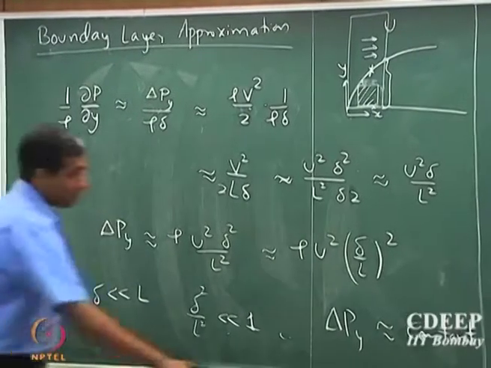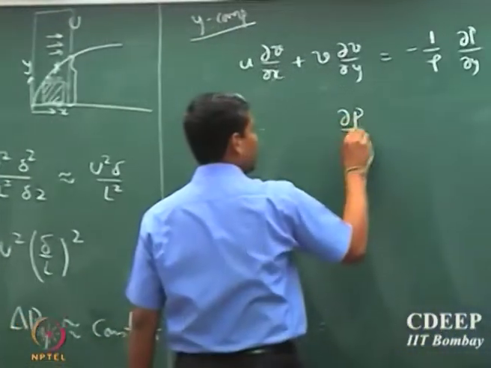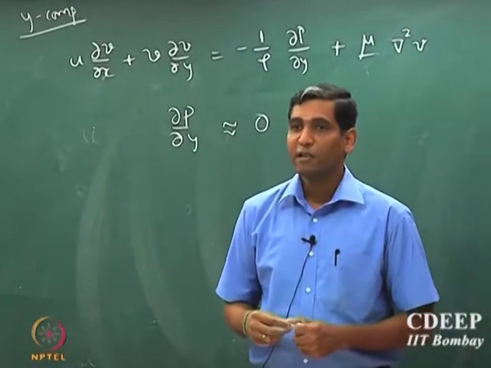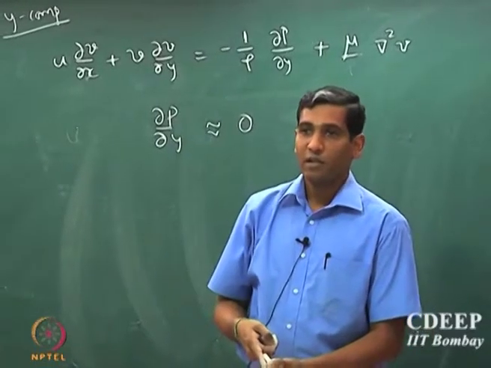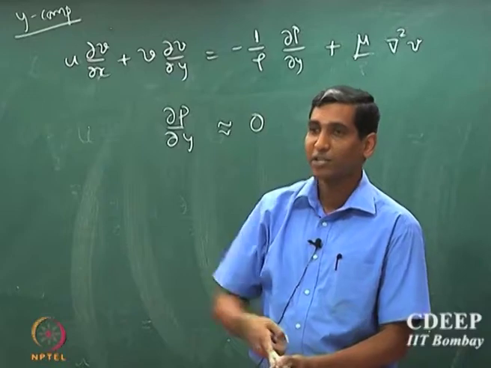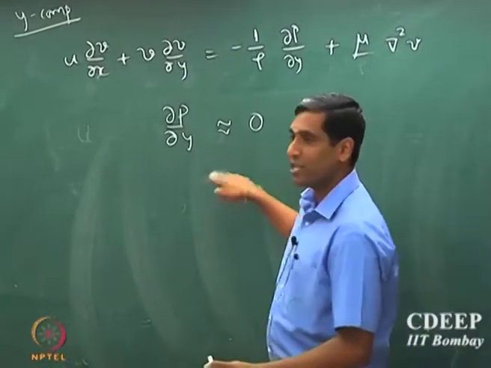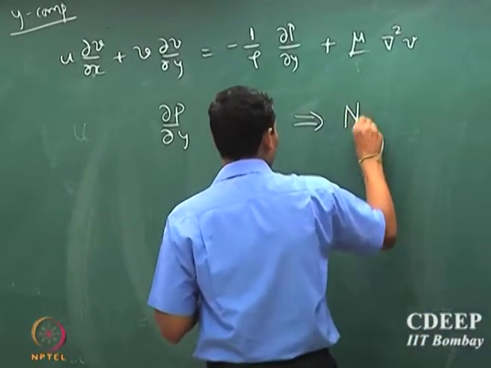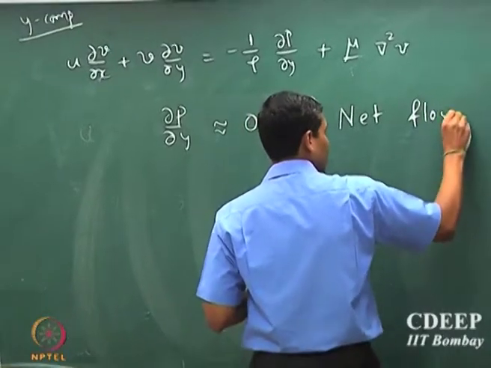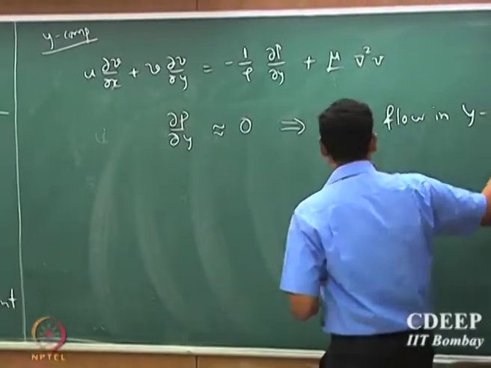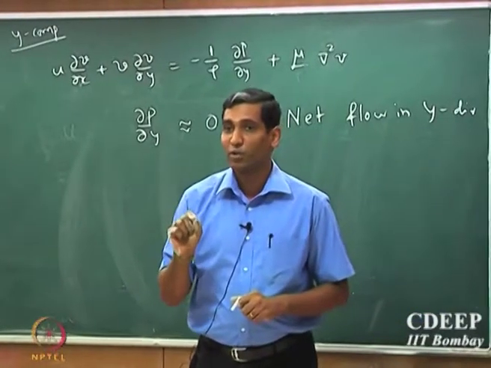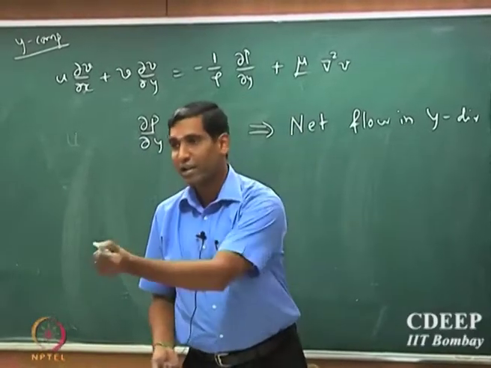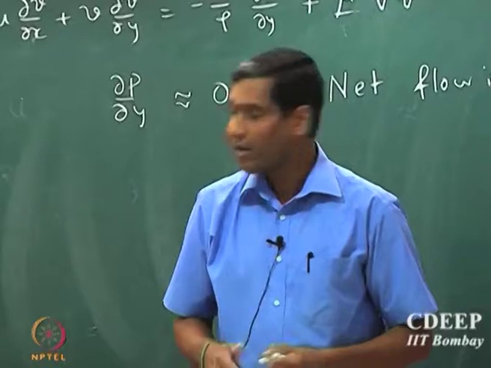Which means that dP by dy should be approximately 0. If you expect that the pressure change in the y direction remains constant, then you expect that the pressure gradient is 0, which means that there is no net flow. Remember that it is only a net flow. This does not mean that the y component velocity is 0, it only means that there is no net flow of the fluid in the y direction; the primary direction of flow is in the x direction.